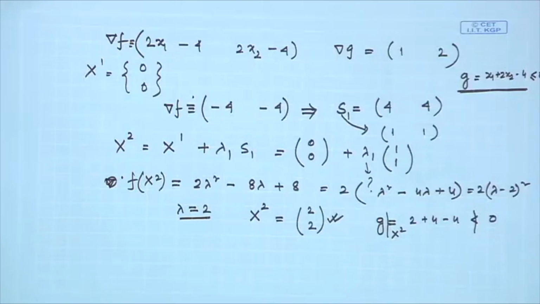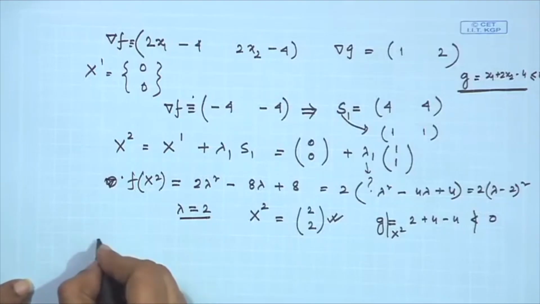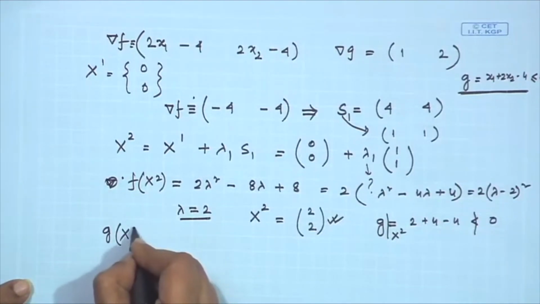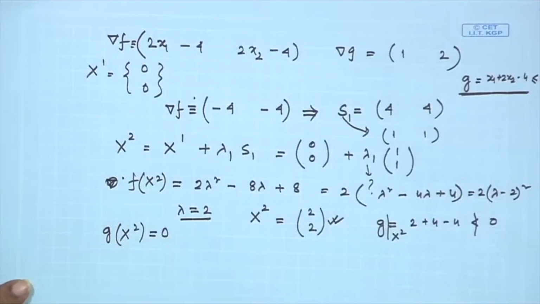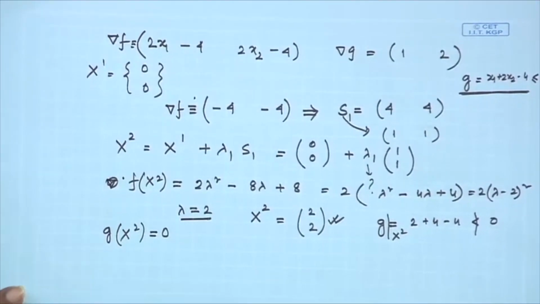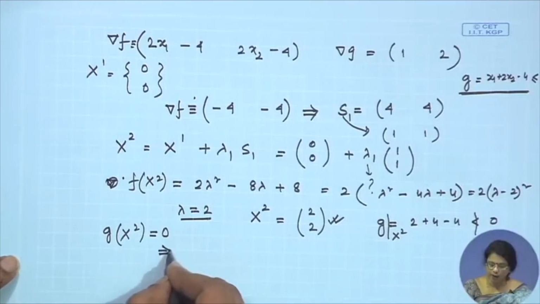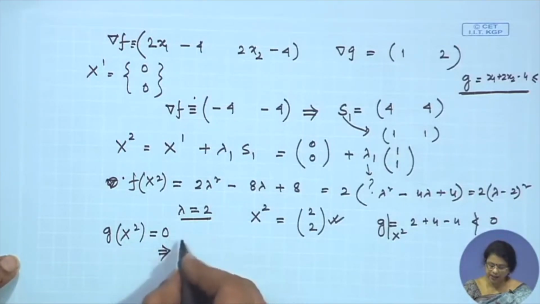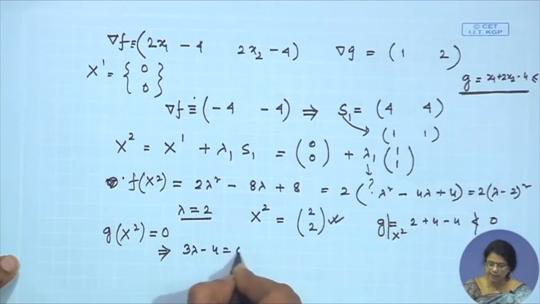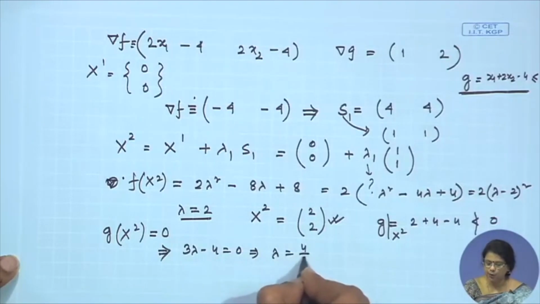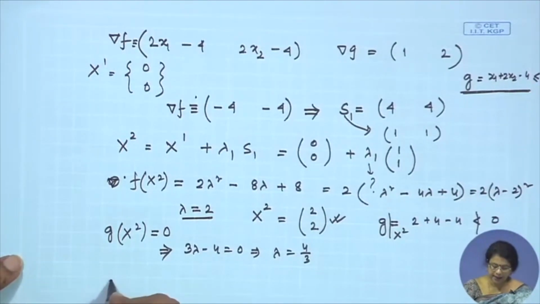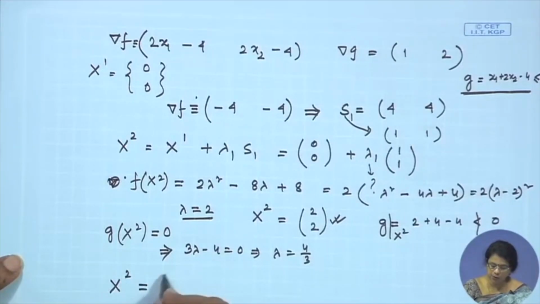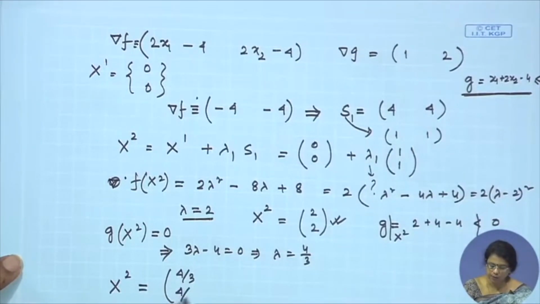What do I want? I want a point which must be at the boundary of the feasible region. How can I make it at the boundary of the feasible region? So that g(x2) must be equal to 0. Then I will be at the boundary of the feasible region. I will find out for what value of lambda x2 will be at the boundary. If I put in x2, I will get 3 lambda minus 4 equal to 0, or lambda equal to 4 by 3. Then my next point x2 would be (4/3, 4/3).